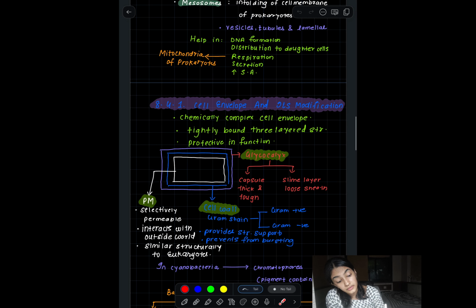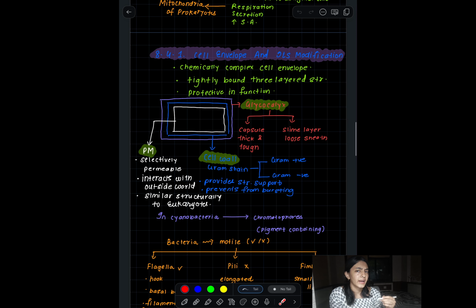Now, moving on to cell envelope and its modifications. Now, bacteria have a very complex cell envelope, which basically explains why they are found everywhere. They have a chemical complex cell envelope, like I just said, tightly bound three-layer structures. There are three layers found in the bacterial envelope. Together, they are protective in functions. Now, let's study the three layers in detail. The outermost layer is the glycocalyx. This could be present in the form of a capsule or a slime layer. The capsule is thick and tough, whereas the slime layer is present in the form of a loose sheath.